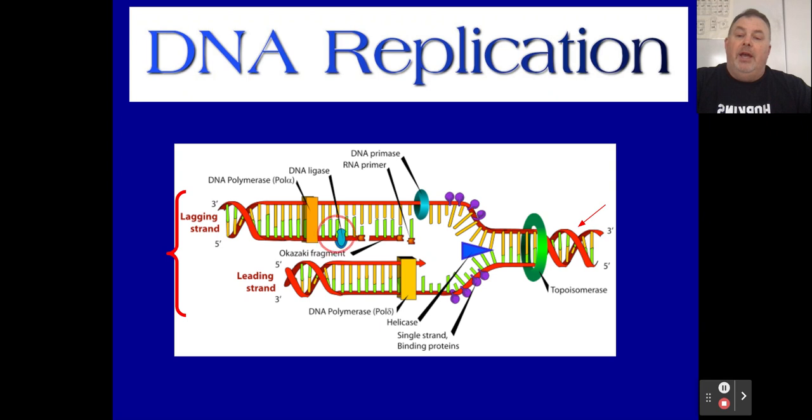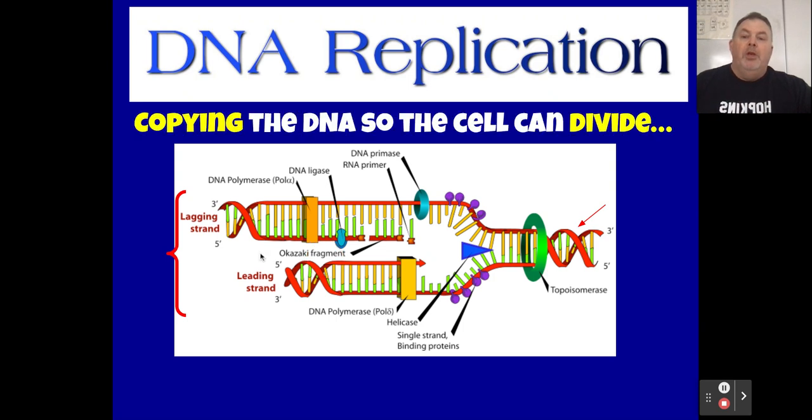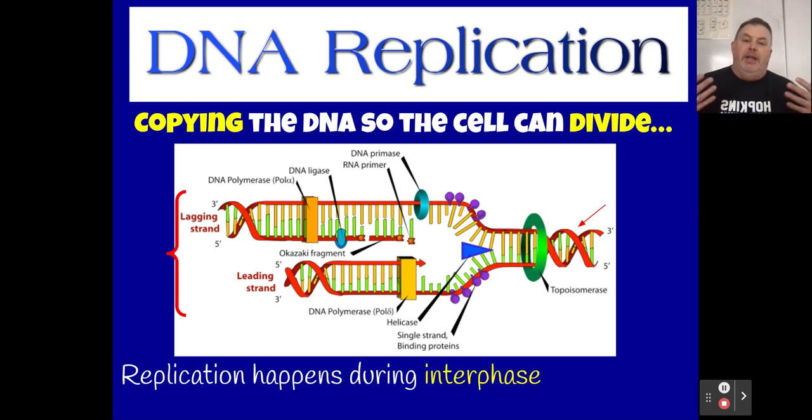We'll also look at other terms here: the lagging strand and the leading strand, along with another term called the Okazaki fragment. So this is our focus. We're going to be using some new vocabulary, along with the process of how it copies this. When a cell copies and can divide, it replicates the DNA during a process called interphase. Interphase is just this time of growth of a cell.